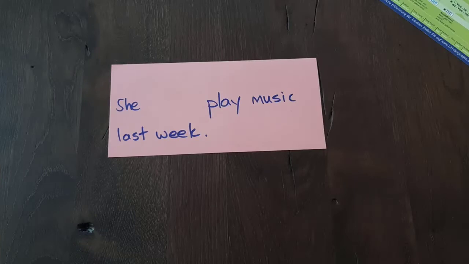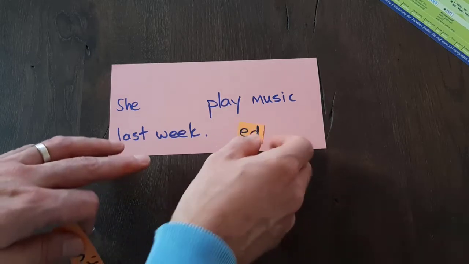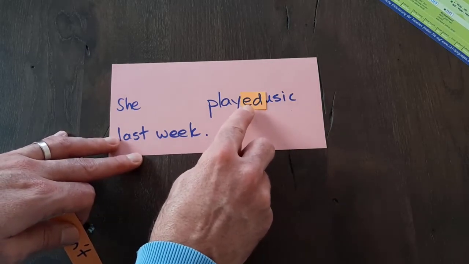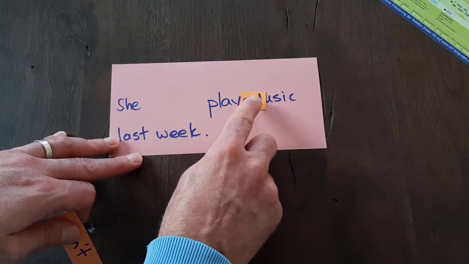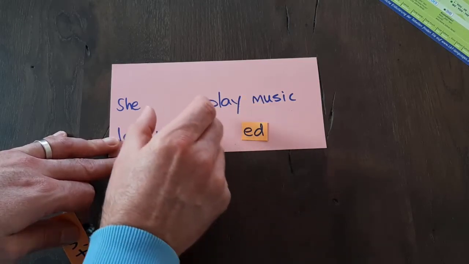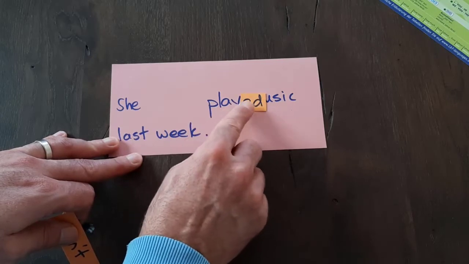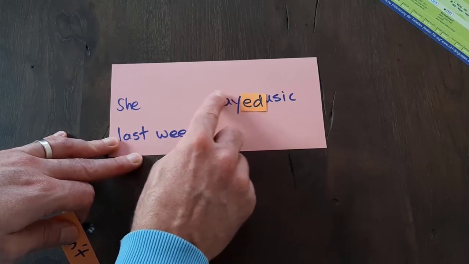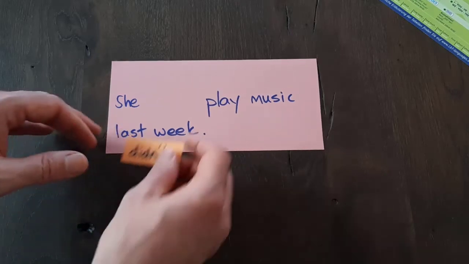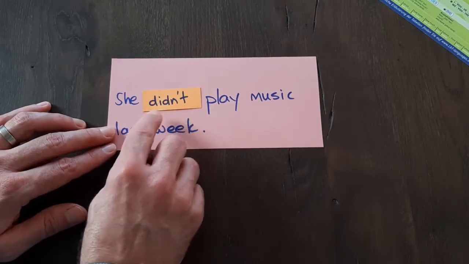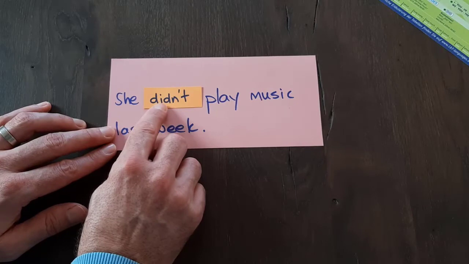Now it's time for negatives. How do you make a negative in the simple past? So, "she played music last week" is wrong, technically. The positive would be "she played", but this is important, right? This is ganz wichtig. In the negative, there's no -ed, there's no past here, keine Vergangenheit. The Vergangenheit, the past, comes here with didn't.